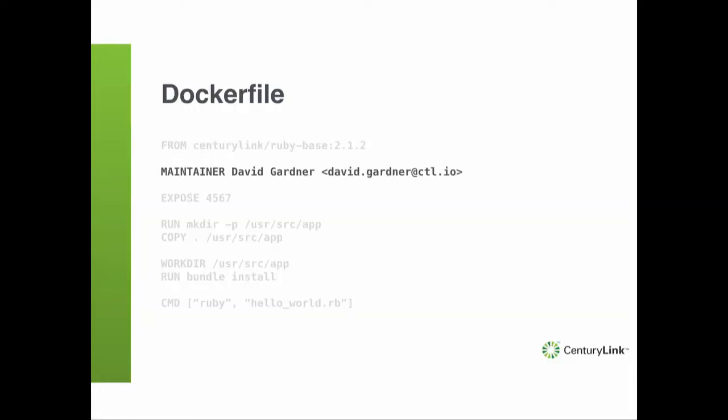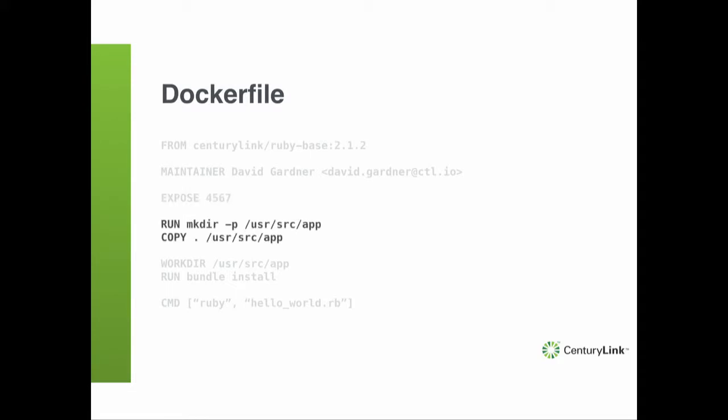I think I already mentioned, this first line is the FROM. It just specifies where the base image is coming from. This is who to blame when things break, so that would be me. And then this next thing is an exposed port. The way you interact with containers is via their ports. That's how they communicate with each other, and that's how other tooling will communicate with the containers.